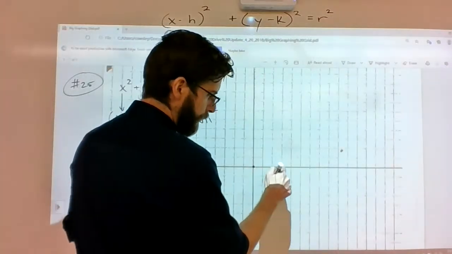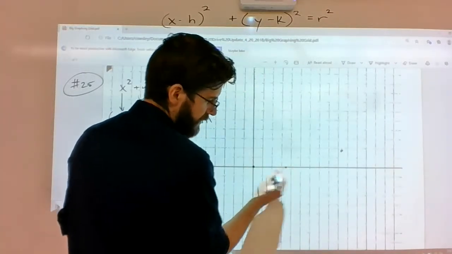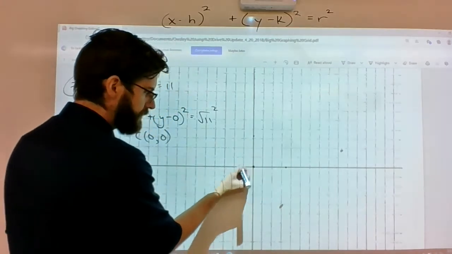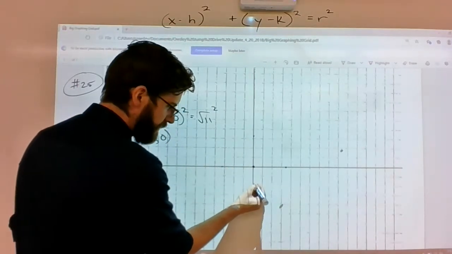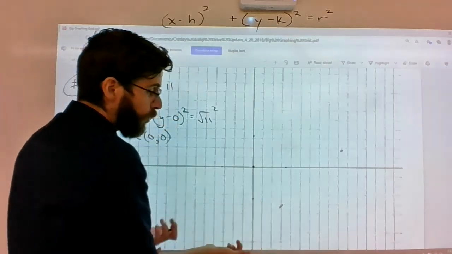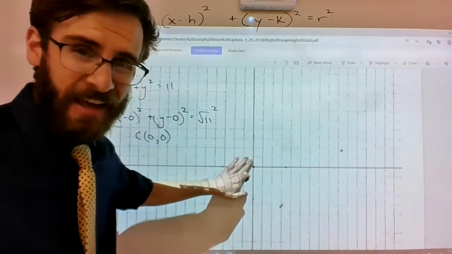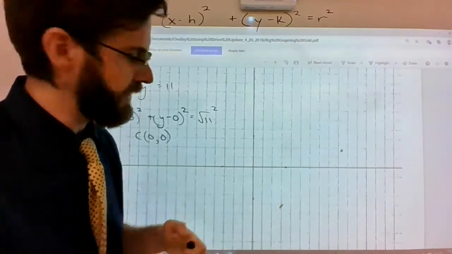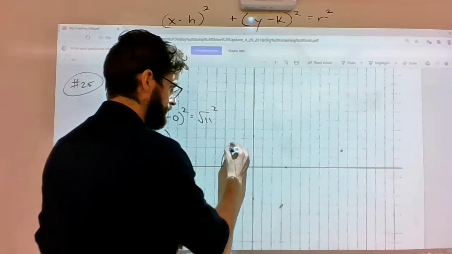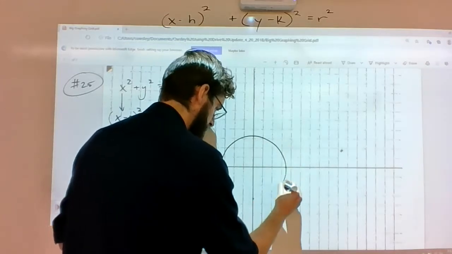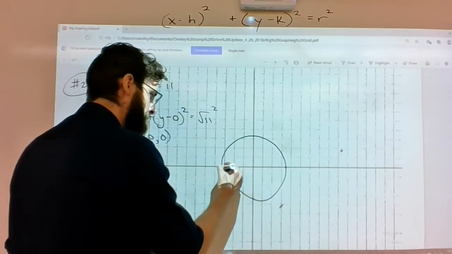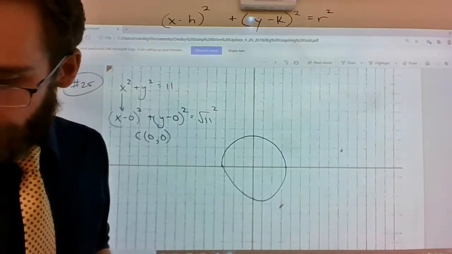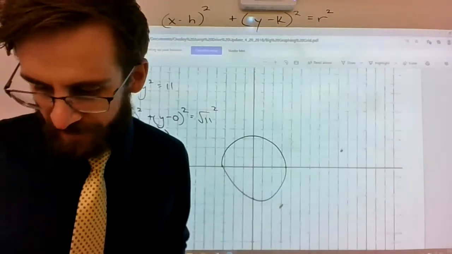So go 3.3-ish right, 3.3-ish up, left, down. We no longer need the center. It's actually not a point on the circle. It's just what grounds us. And there's our circle. All right, so we did 25. We looked at 27.